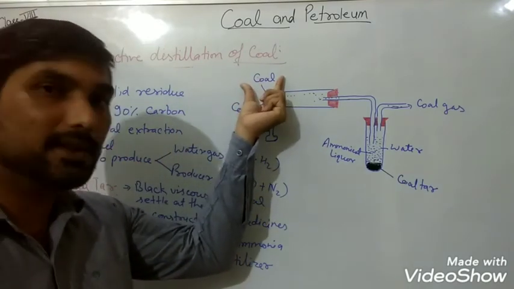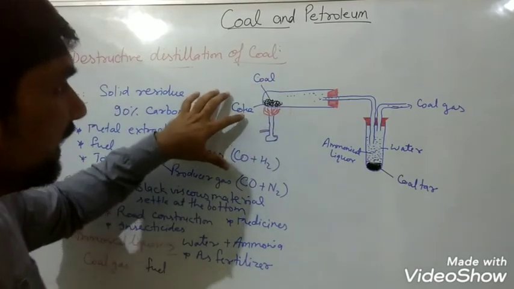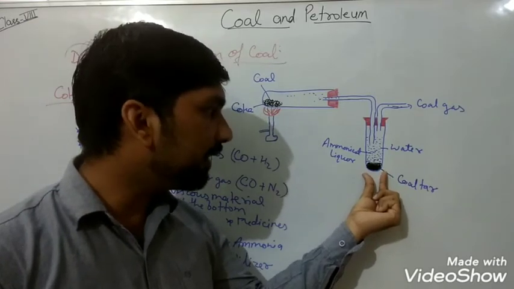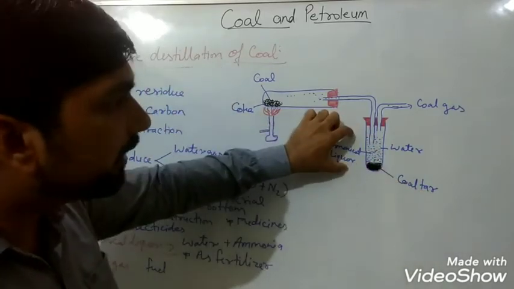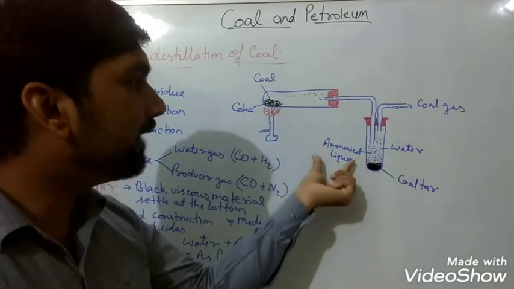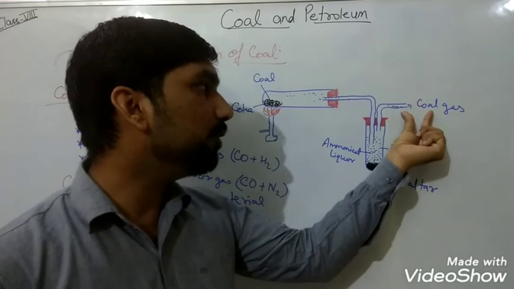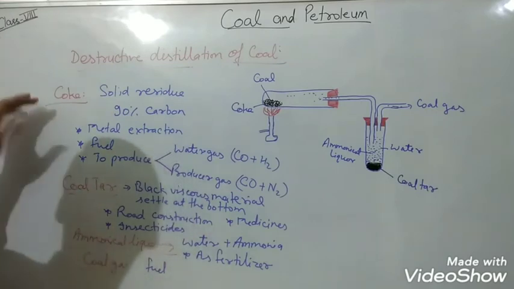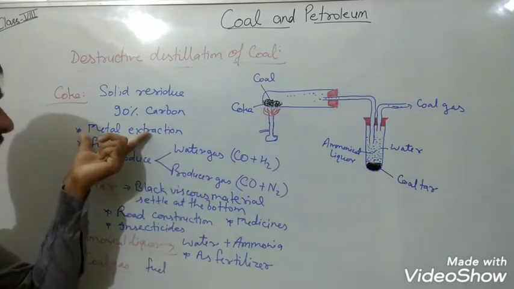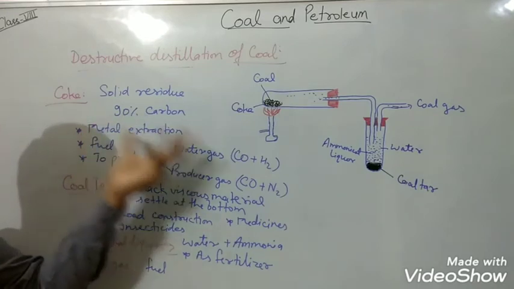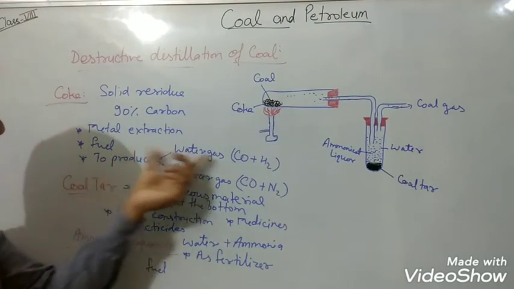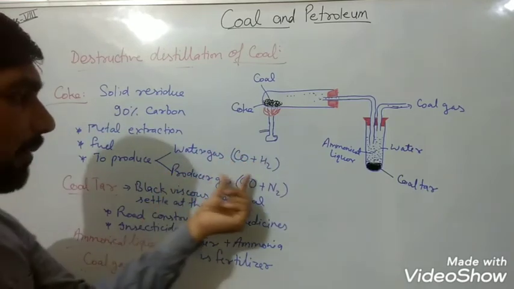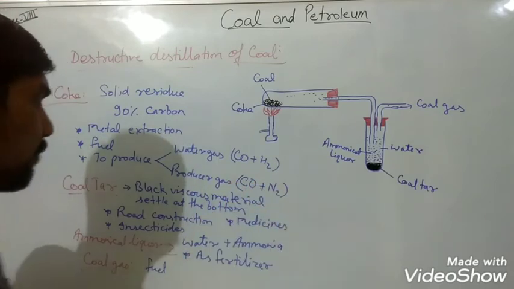After the destructive distillation of coal, we obtain four products: the solid residue, that is coke; the dark black viscous liquid, that is coal tar; the clear dissolved gas in the water, known as ammonical liquor; and the last one, the volatile gas, coal gas. Coke is used in the metallurgical field to extract or purify metals. It also produces water gas, a mixture of carbon monoxide and hydrogen, and producer gas, a mixture of carbon monoxide plus nitrogen gas.